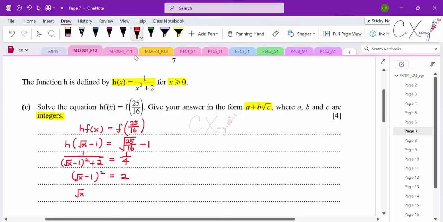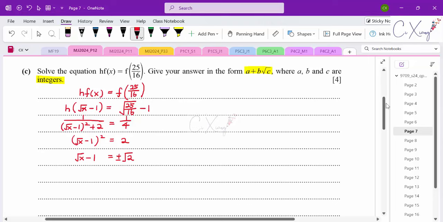I want to take square root on both sides to get rid of the square. So I have plus minus square root 2. Okay, so continue further. Square root of x equals 1 plus square root 2 and also 1 minus square root 2. Okay, and to get the x, how can I get the x? I need to square both sides, where I have (1 plus square root 2) squared and also (1 minus square root 2) squared.